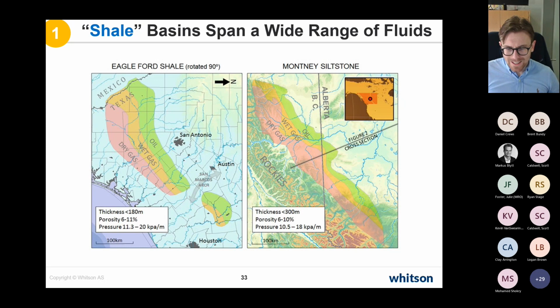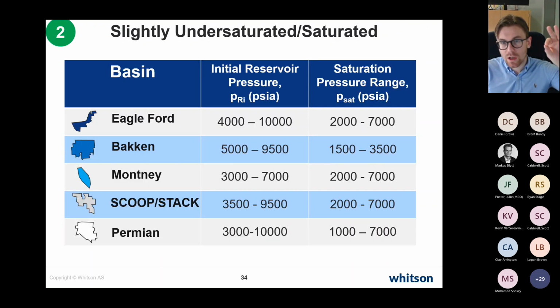The second thing that I talked about is that most of the basins have areas that are slightly undersaturated or saturated in situ. We've done these PVT studies in all of these unconventional basins, with all these multi-client studies. The biggest one is the Permian, but many of them are really big, where we have initial pressures and also saturation pressure ranges in those basins.